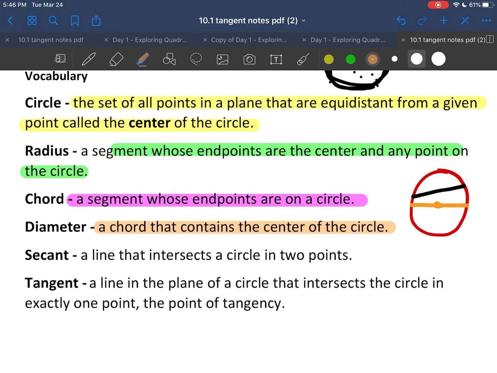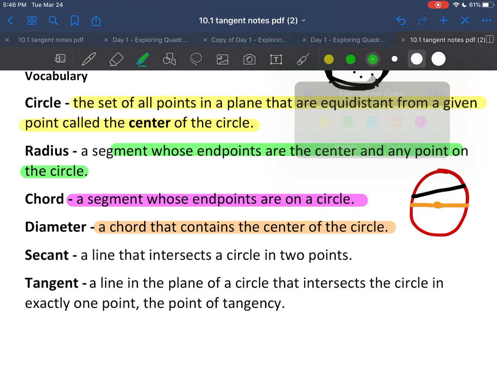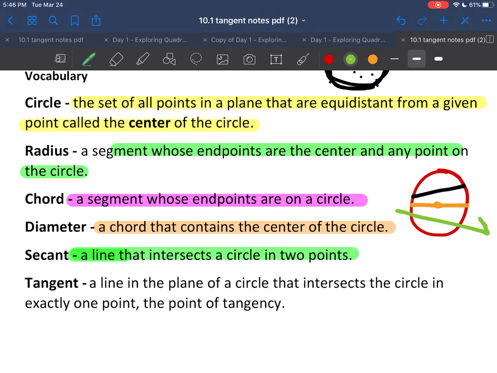Okay, a secant. A secant is a line that intersects a circle in 2 points. So instead of drawing a segment with endpoints on the circle, the secant goes right through it. So that line is a secant. The difference between a chord and a secant: one is a segment and one is a line.